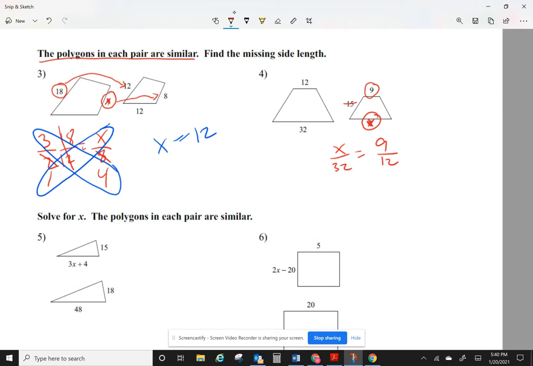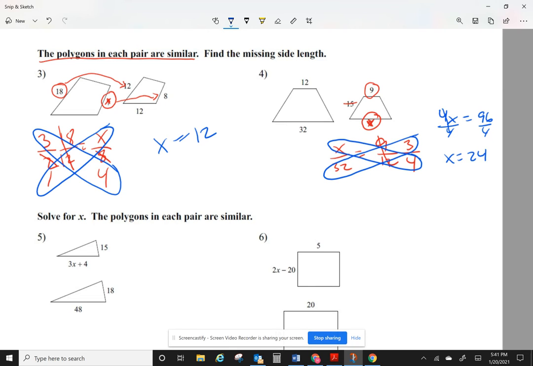I'm going to simplify 9 over 12. Let me divide each by 3. So that gives me 3 over 4. All right, I'm not going to simplify all the way. I'm just going to cross multiply. 4 times x is 4x. 3 times 32 is 96. Let me divide by 4 to get the x by itself. 96 divided by 4 gives me 24. So x equals 24.